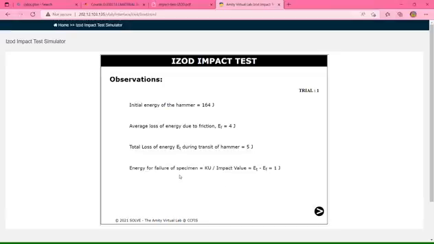So the observation for trial 1: the initial energy of the hammer, we got 164 joules; the average loss of energy due to friction, we got 4 joules; the total loss of energy during transit of hammer, 5 joules; and the energy for failure of specimen, or impact value, we got 1 joule.